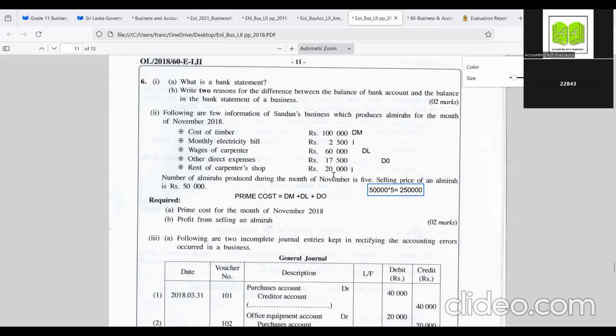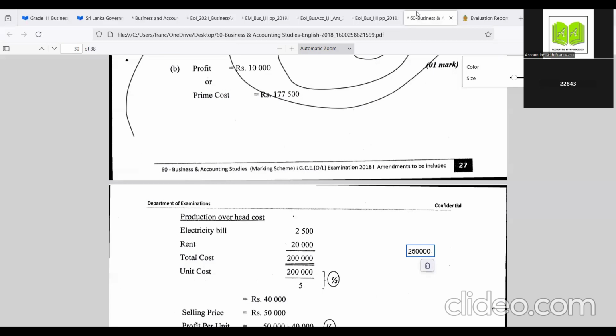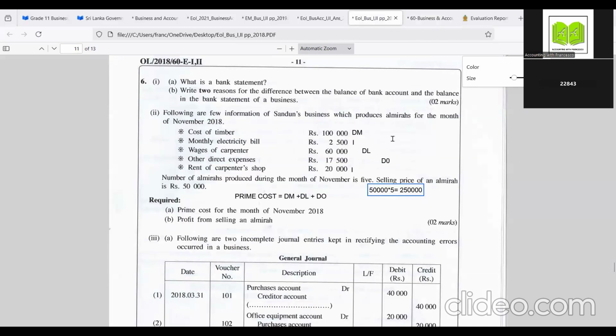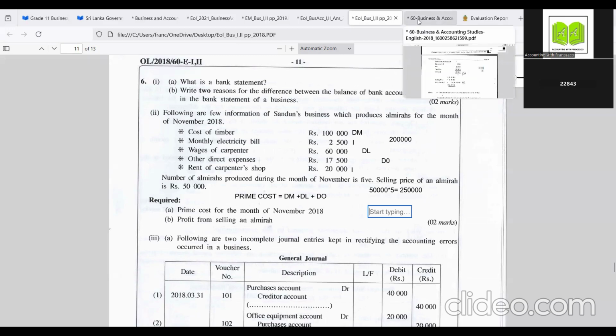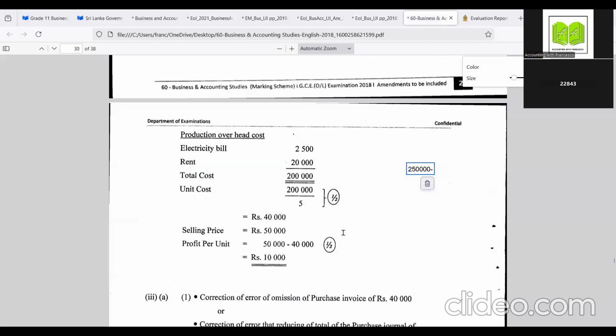Right, that's the cost. When you deduct the cost from sales, you get the profit. How much is the cost? 200,000. If the cost is 200,000 and the selling price is 250,000, what's the profit? If the cost is two lakhs and the selling price is two fifty thousand, the profit is 50,000, right? But the question is asking profit per unit. So what should I do? 50,000 divided by 5 is 10,000.